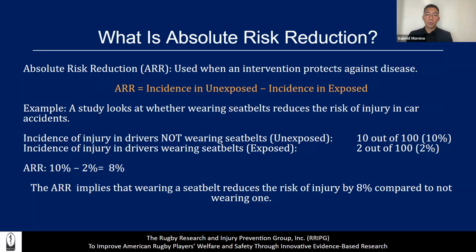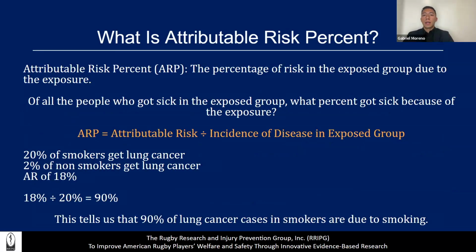So 10% minus 2% is 8%. The way we interpret this percentage is that wearing a seatbelt reduces the risk of injury by 8% compared to not wearing one. So now let's look at attributable risk percent.